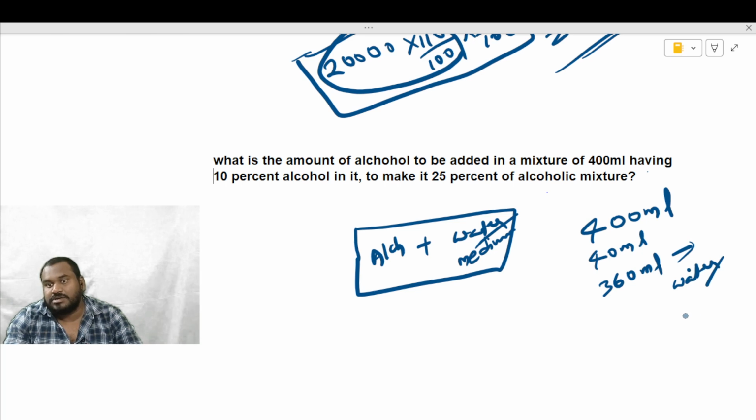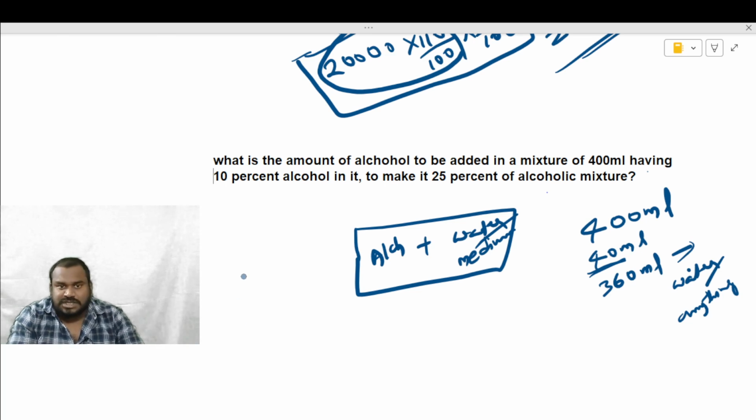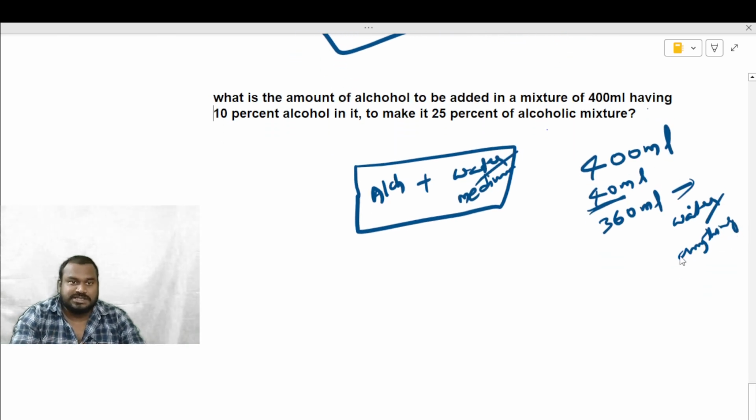We don't know, it is not mentioned, but it will usually be mixed with water. So to make it a 25% alcohol mixture, what is the amount of alcohol to be added? Initially it was 40 ml in the mixture. How much ml should I add to make it 25% alcohol? This is called the alligation and mixture method, and this type of question can be solved easily like this.